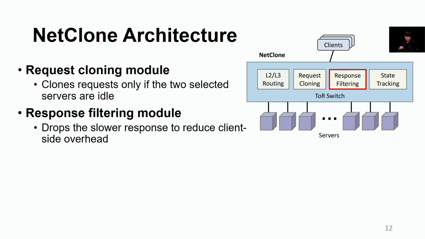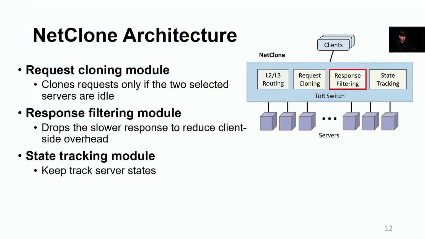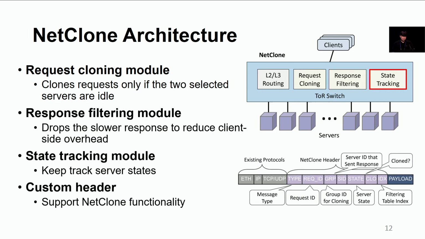If the switch can filter out the slower response, we can avoid the performance degradation caused by the redundant response. And next, the state tracking module keeps track of server states in the switch because the switch and servers are different nodes in the network. We also use a custom header field to support the NetClone functionality.